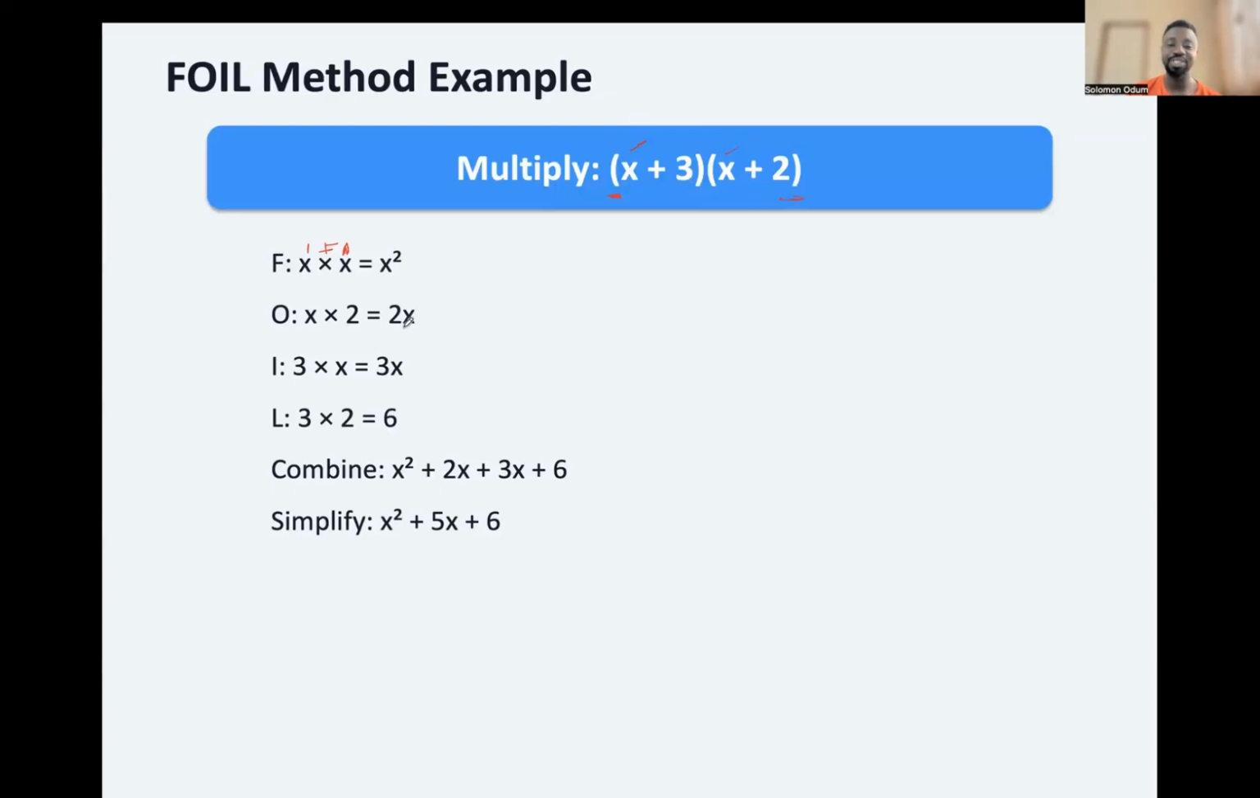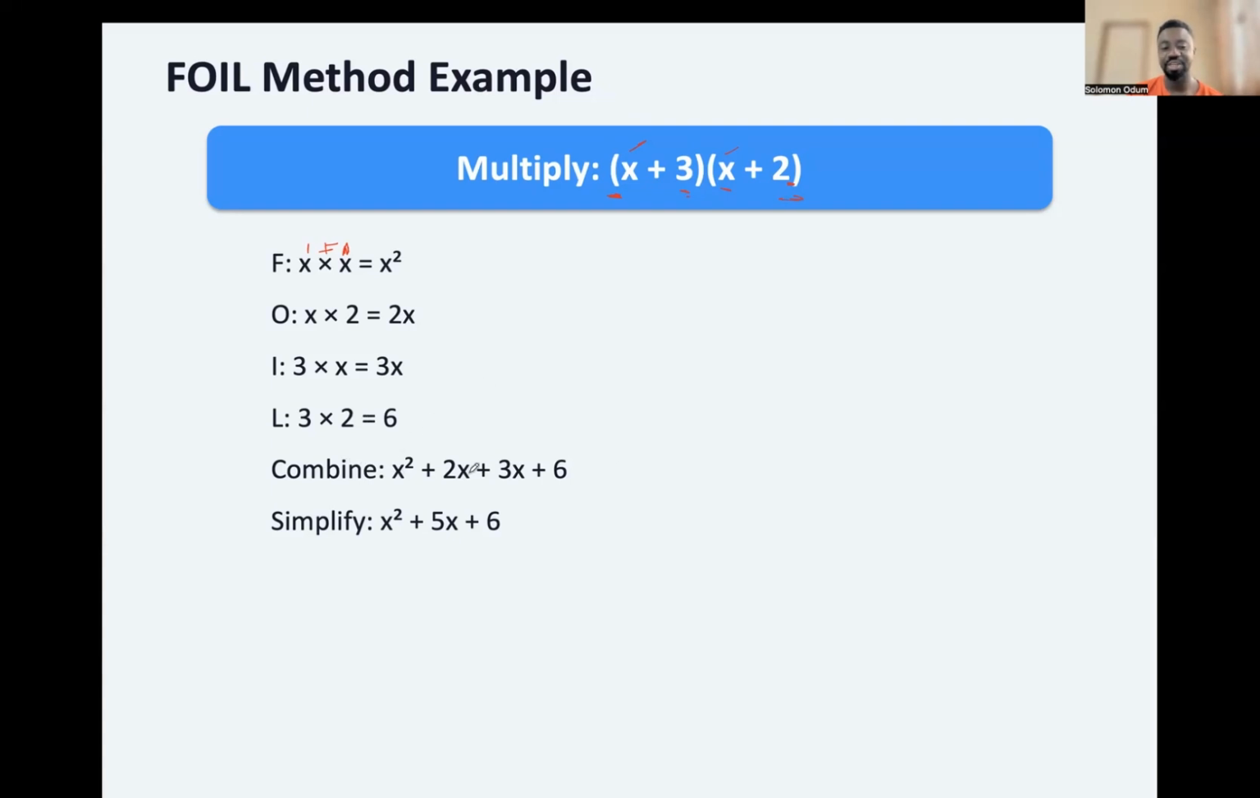After that, you multiply the inner terms of the expression: the inner of the first binomial is 5, and this one is x. So you're going to have 5 times x, that gives us 5x. And the last is multiply the last by the last. So you have 5 times 6, which gives us 30.